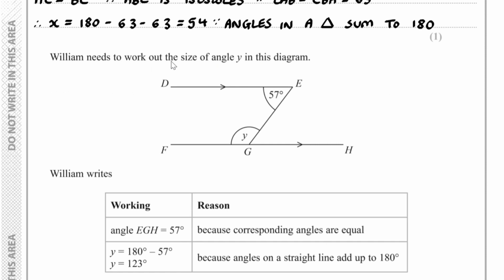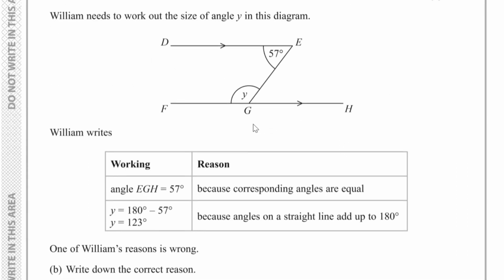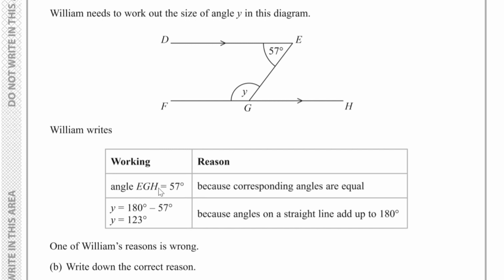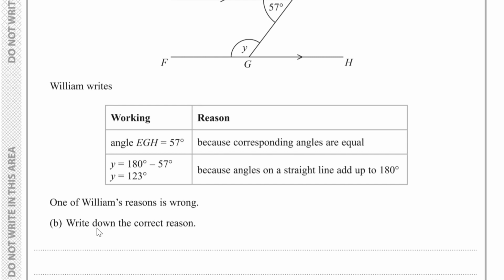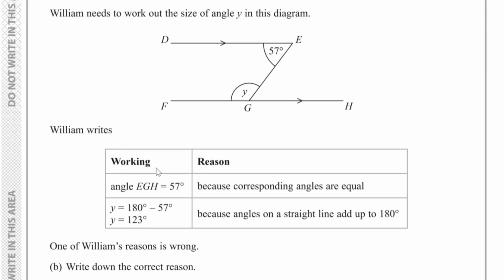Now William needs to work out the size of angle Y in this diagram. William writes, the angle EGH is 57 degrees because corresponding angles are equal, so Y is equal to 180 subtract 57, which is 123, because angles on a straight line add up to 180. One of William's reasons is wrong. We have to write down the correct reason. So first of all, the angle EGH, that's this angle here, is 57. I agree with that. This angle here is 57.